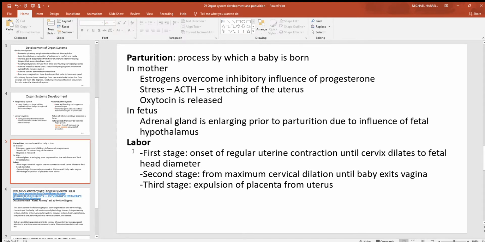Looking at labor, there's 3 different stages. Looking at the first stage, this occurs with the regular onset of uterine contractions, and the cervix will start to dilate at this time. Baby's head acts as a wedge against that cervix and helps to force it open. Second stage occurs from maximum cervical dilation till the baby exits the vagina. And then the third stage is characterized by the expulsion of the placenta from the uterus.